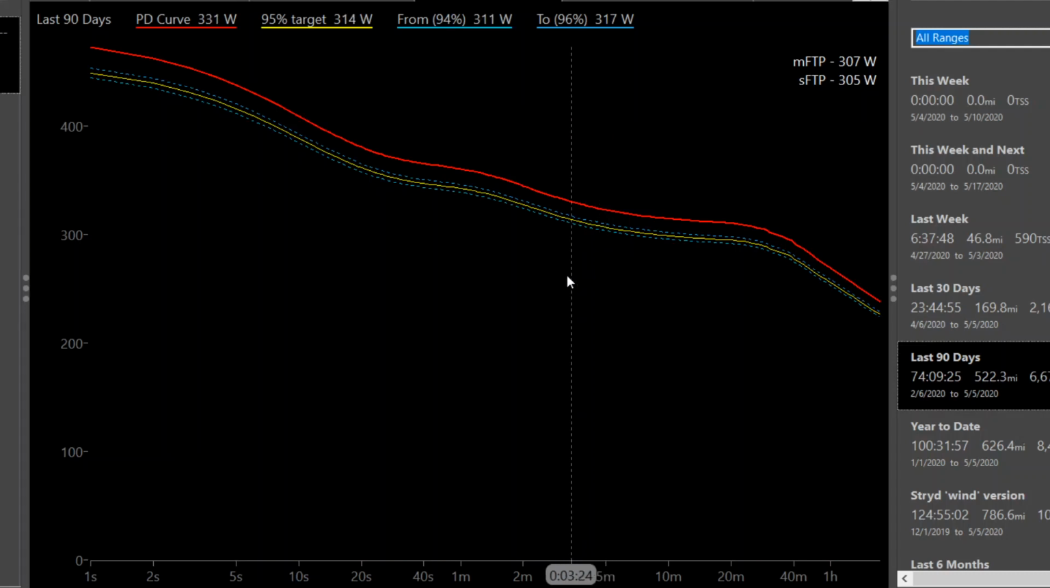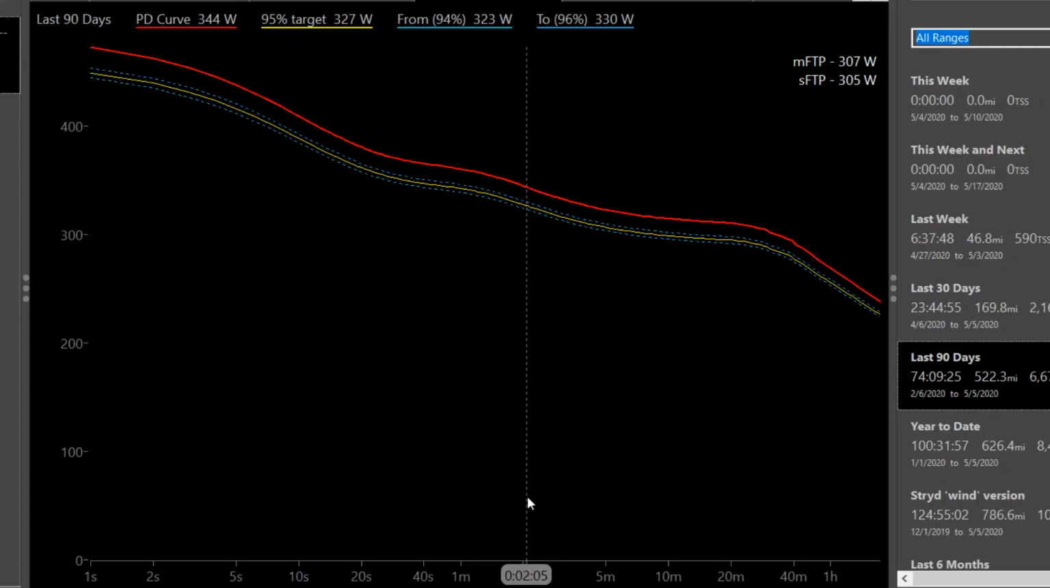All right? And the 2-minute becomes 328 watts, that's 95% of 345, with a range of 324 to 331 watts. That's the target range. So you take your model, you scroll over for the interval duration that is being called for, and then you just do the math, 95% plus or minus 1%.